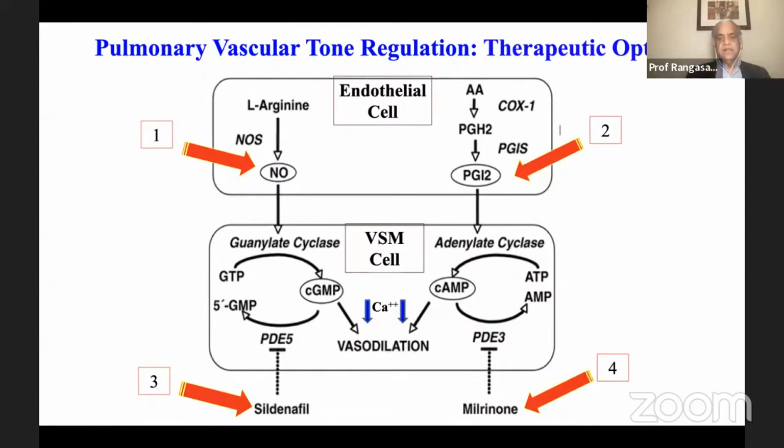muscle cell. If you're not able to produce this, you can at least decrease the catabolism or breakdown of cyclic GMP using a phosphodiesterase PDE5 inhibitor. Sildenafil acts by inhibiting the action of PDE5, therefore cyclic GMP concentration stays high. To minimize the catabolism of cyclic AMP, which is done by PDE3 to adenosine monophosphate, which is not an active compound, milrinone blocks PDE3 activity. So either you can give nitric oxide or PGI2, or you can use sildenafil or milrinone, depending on the diagnosis.